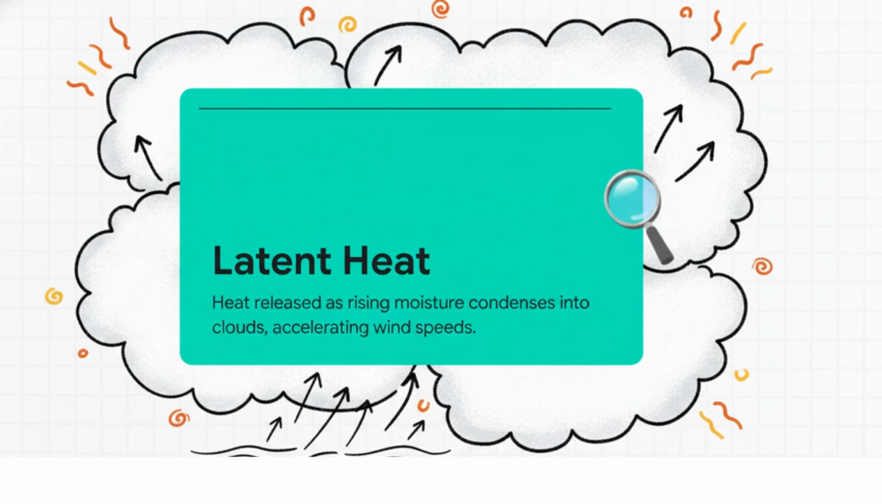The absolute crucial ingredient here is latent heat. See, as all that rising moisture condenses into giant storm clouds high up in the atmosphere, it literally releases heat. This extra heat then warms the surrounding air, making it rise even faster, which in turn violently pulls more air from the surface even faster. Latent heat acts as this terrifying self-feeding engine that rapidly intensifies the storm, supercharging those wind speeds, especially when high-altitude wind shear is low.